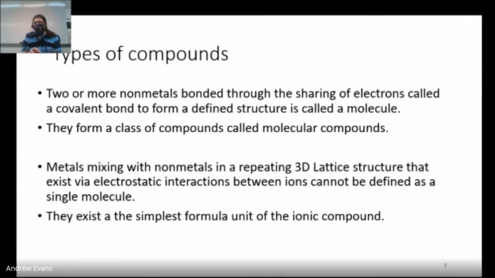And because of it, it's not just one defined little quilt square. It's thousands of quilt squares. So we cannot define this into a single molecule like we can with the molecular compounds. It's going to be thousands of Nas, but there's also thousands of Cls. So we will represent this as the simplest reproducible formula unit. And we call that an ionic compound.